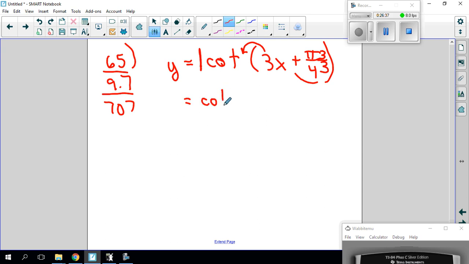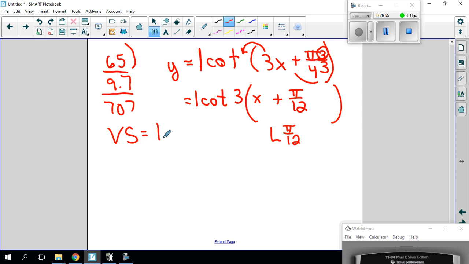Now you rewrite it, 3 times x plus, you took that 3 out, pi over 12. So that's left pi over 12, vertical scale of 1. No negative, so don't flip it. Frequency is 3. Visits its period, old period is original period, which is pi. Visits it 3 times, so this is compression. Period, use the formula pi over omega, so it's pi over 3.